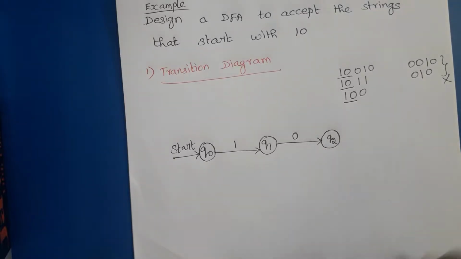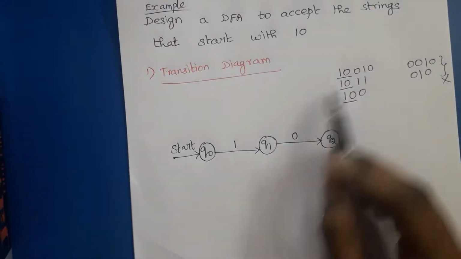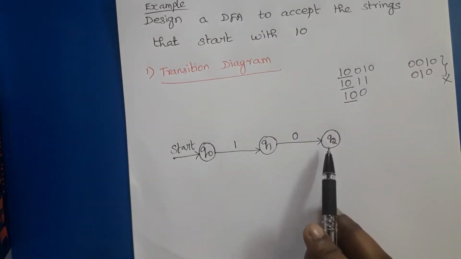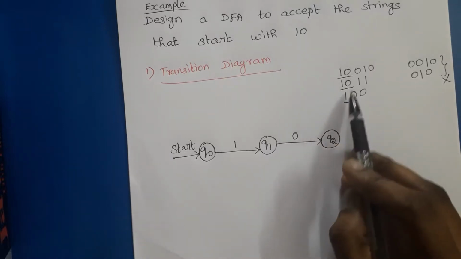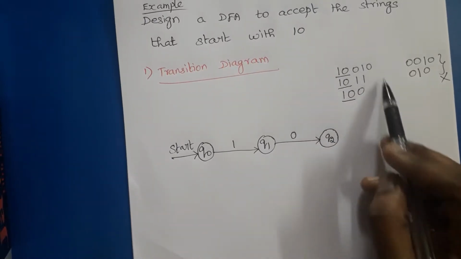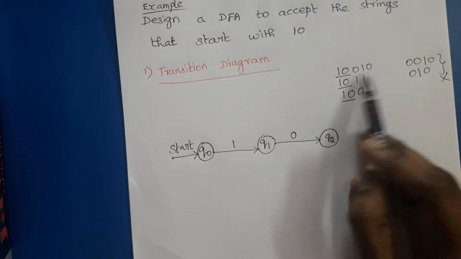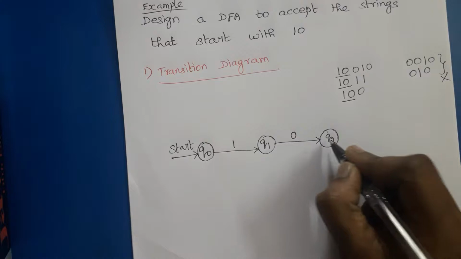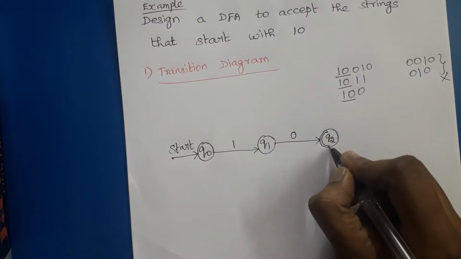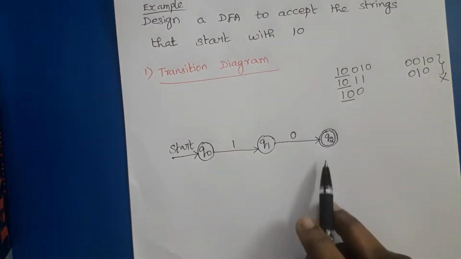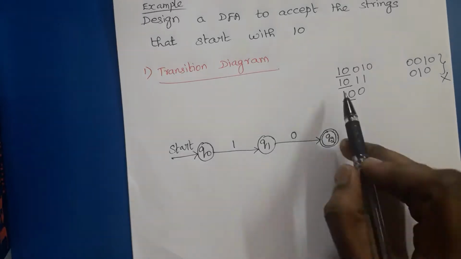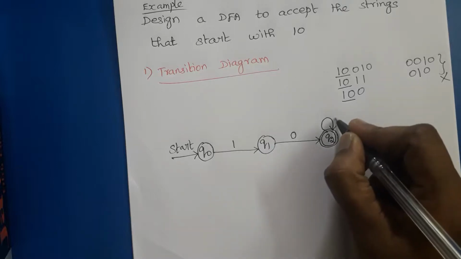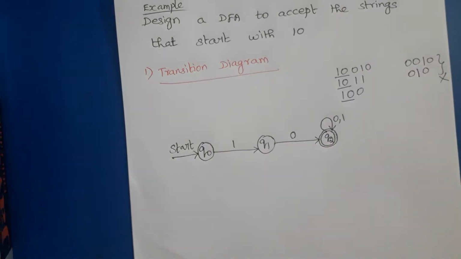This is state Q2. All the strings that start with 1 0 will lead us to state Q2. After recognizing 1 0, whatever the input symbols may be, any number of zeros and ones, the state must remain in the same state. We need to consider Q2 as an accepting state. Normally the final or accepting states are represented with a double circle.